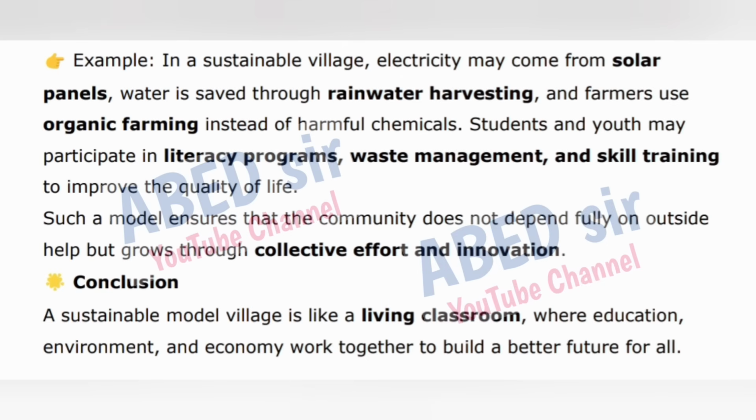Example: in a sustainable village, electricity may come from solar panels, water is saved through rainwater harvesting, and farmers use organic farming instead of harmful chemicals. Students and youth may participate in literacy programs, waste management, and skill training to improve the quality of life. Such a model ensures that the community does not depend fully on outside help but grows through collective effort and innovation. Conclusion: a sustainable model village is like a living classroom where education, environment, and economy work together to build a better future for all.